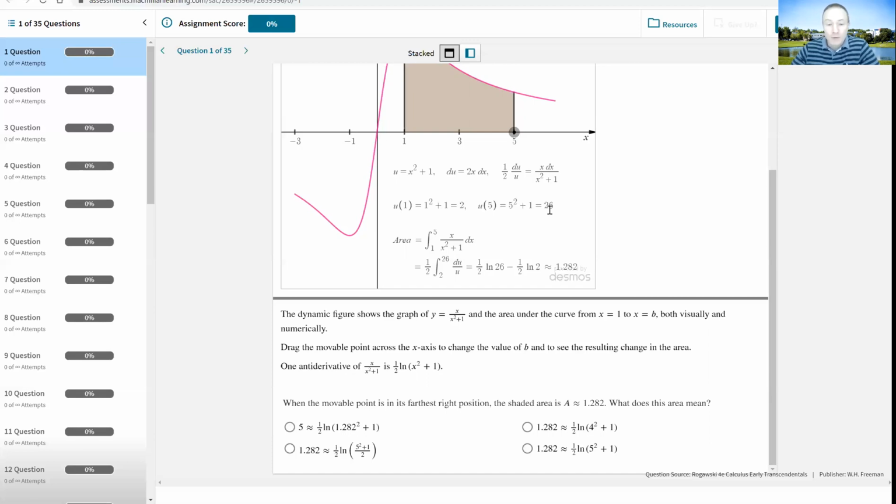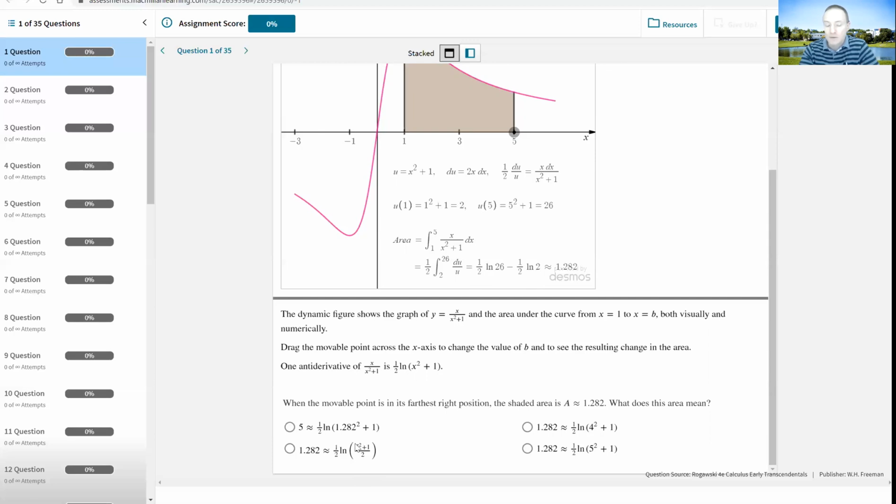And when I see what happened here, that's going to be 1 over 2 natural log of 26 minus 1 over 2 natural log of 2. Okay, so if I were to combine these two within the same one, it'd be 1/2 the natural log of 26 over 2. Think about where that 26 is coming from. It's just 5 squared plus 1, and of course the denominator 2.